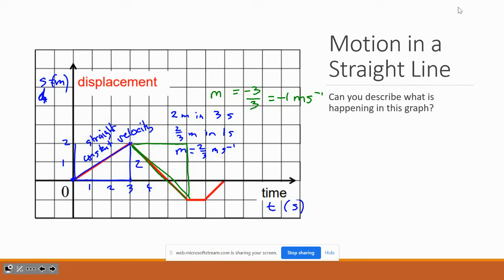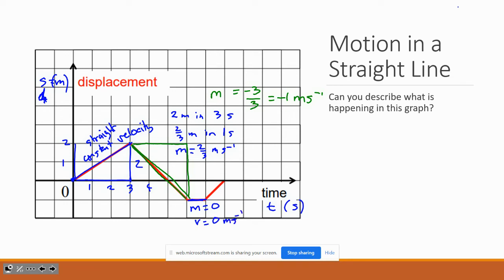Then we have an interesting part of the graph here, where we are horizontal for a moment. Notice that means our displacement doesn't change. We are staying the same distance or the same displacement away from where we started, which means that our velocity is 0. We're not traveling anywhere, and that makes sense because our gradient is also 0. So our velocity is also 0 meters per second.